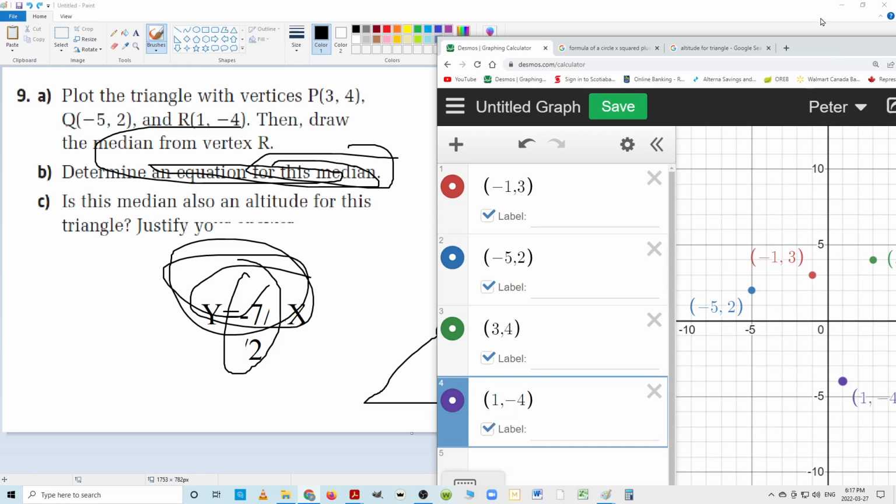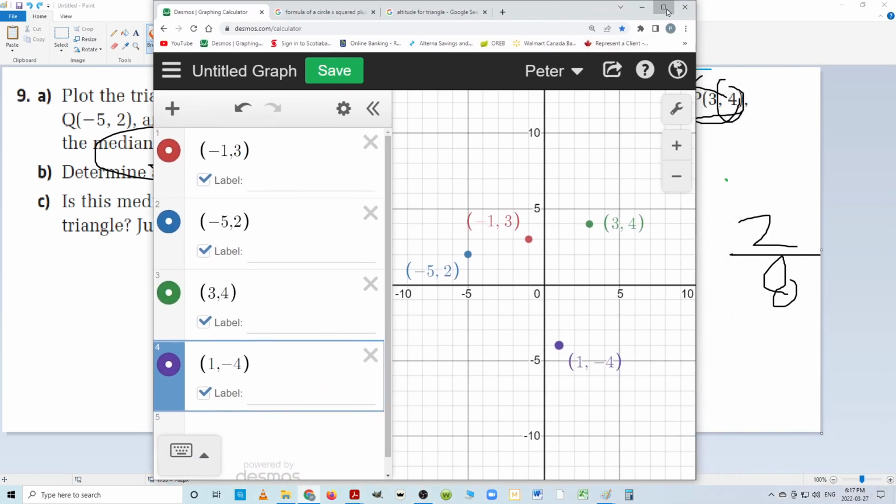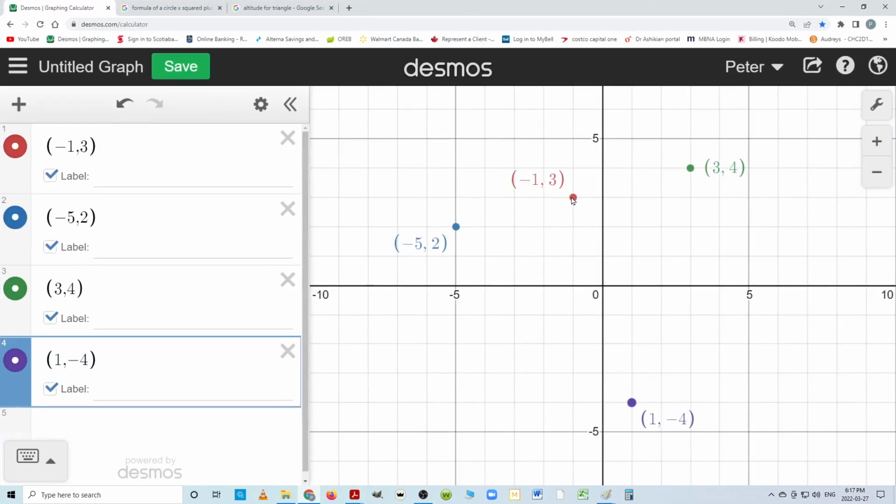And then when I look at them a little bit more closely, I might be able to see if it looks more like right angles. You know what? It does. I'm willing to bet I got the slope of this one wrong. Minus 4 minus 3 is minus 7. 1 minus 2 is 2. Minus 7 over 2. 4 minus 2 is 2. 3 minus 5 is 8. No, it's close, but it's not the altitude.